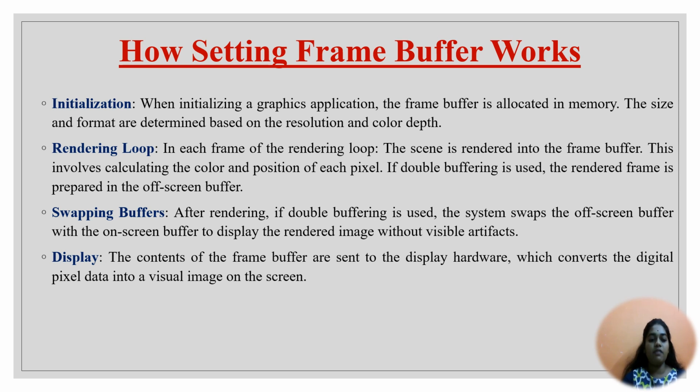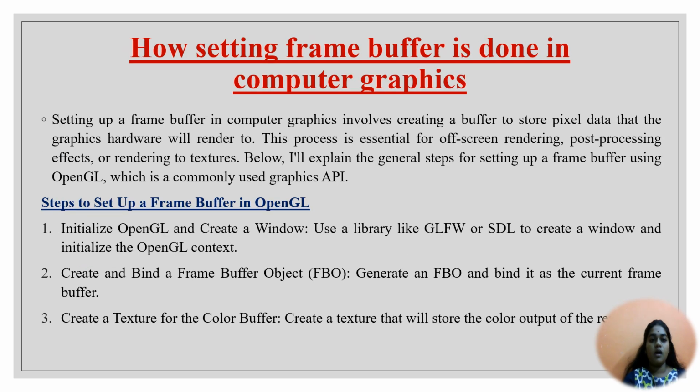Swapping buffers. After rendering, if double buffering is used, the system swaps the off-screen buffer with the on-screen buffer to display the rendered image without visible artifacts. Display. The contents of the frame buffer are sent to the display hardware, which converts the pixel data into a visual image on the screen. How setting frame buffer is done in computer graphics.